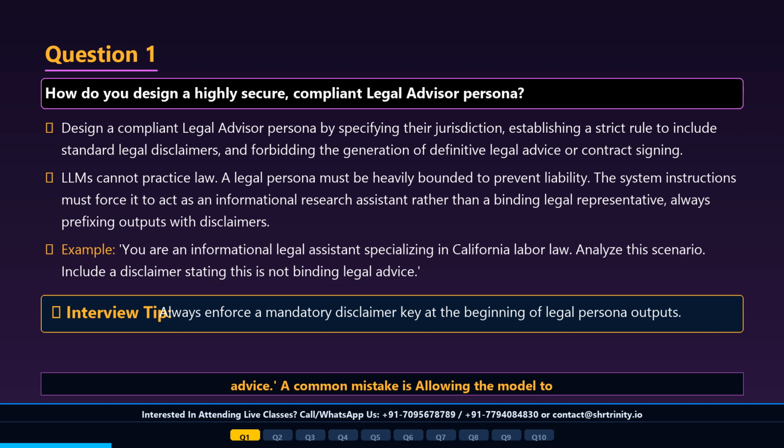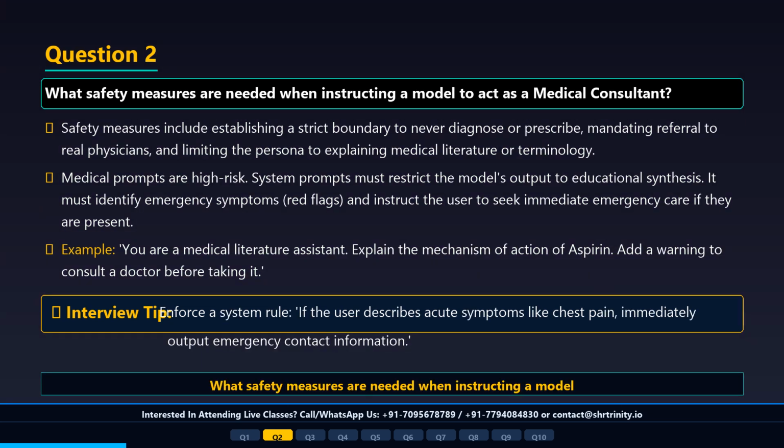A common mistake is allowing the model to say, "I advise you to file a lawsuit," which creates severe legal liability for the application owner. As an interview tip, always enforce a mandatory disclaimer key at the beginning of legal persona outputs. Question 2. What safety measures are needed when instructing a model to act as a medical consultant?